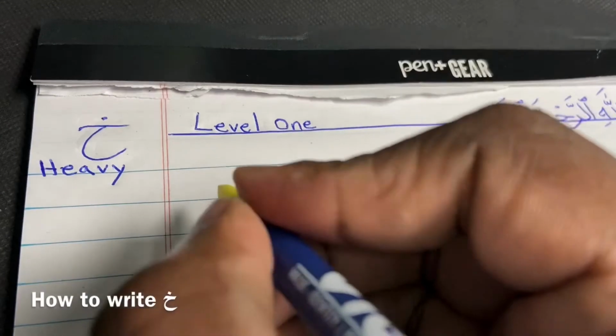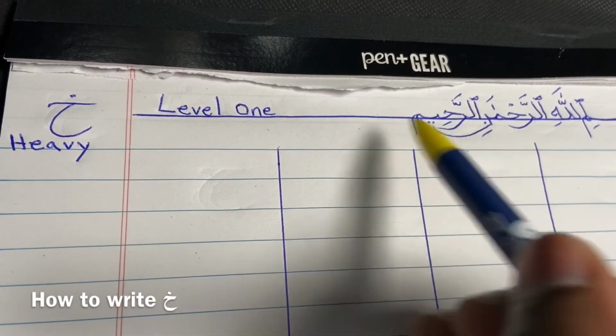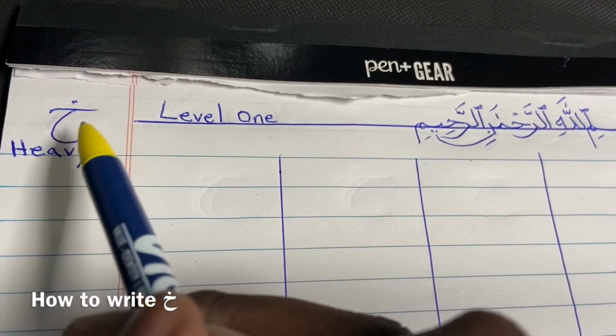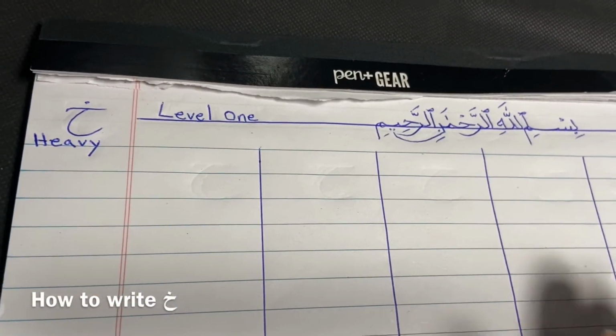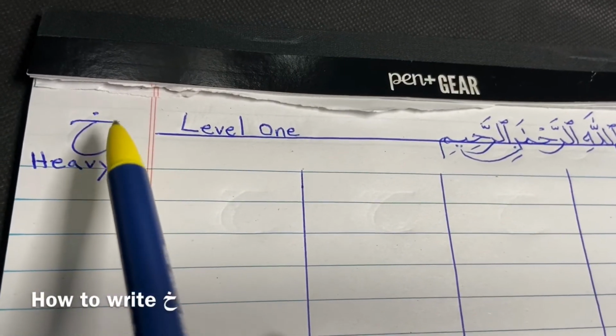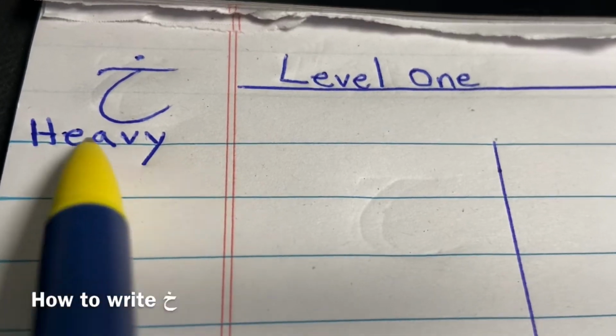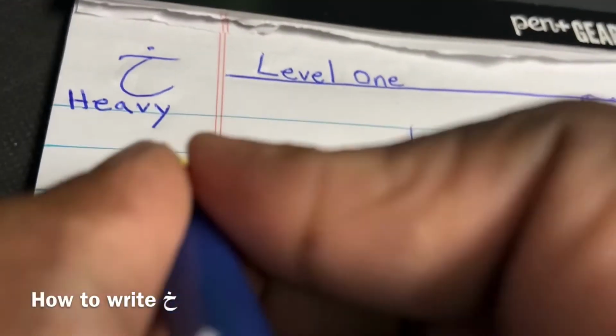So far we got alif, ba, ta, tha, jim, ha, and now we have the letter kha. The writing is pretty simple, the same way as how we had jim and ha. The only difference between what you guys see so far is right here, I wrote heavy. And that's what I mean by heavy. It's a heavy sound.